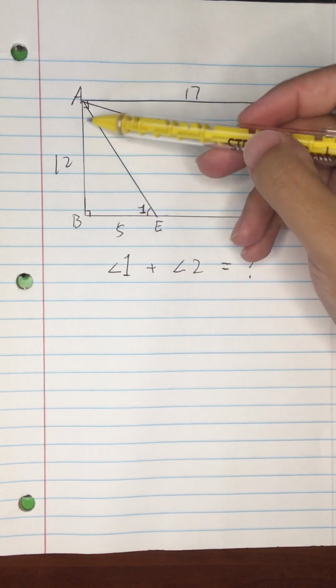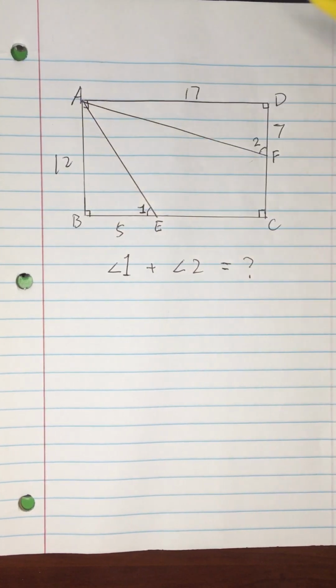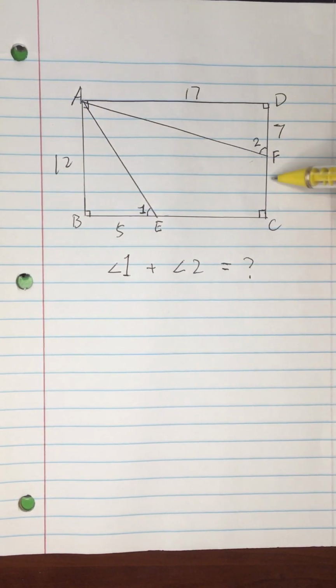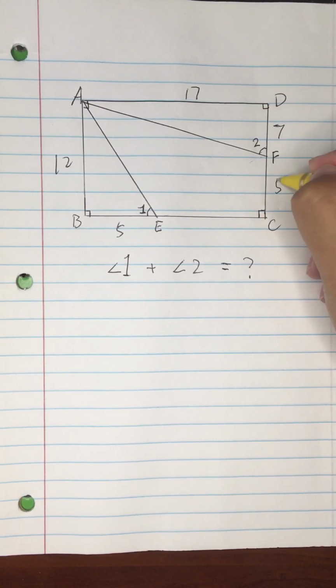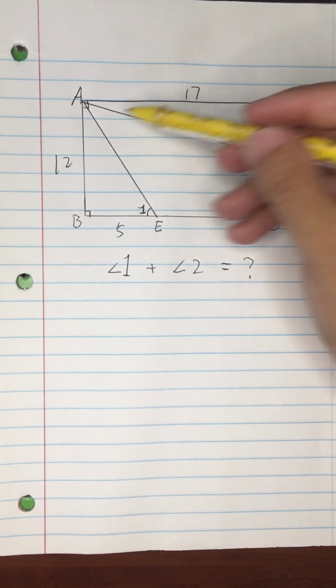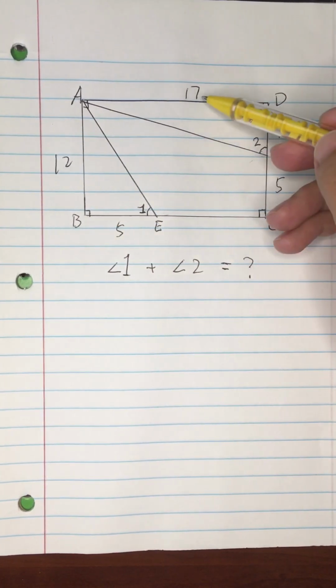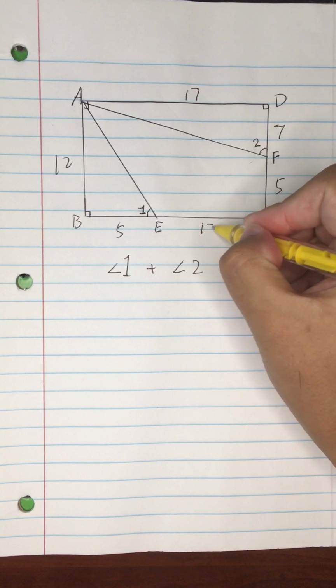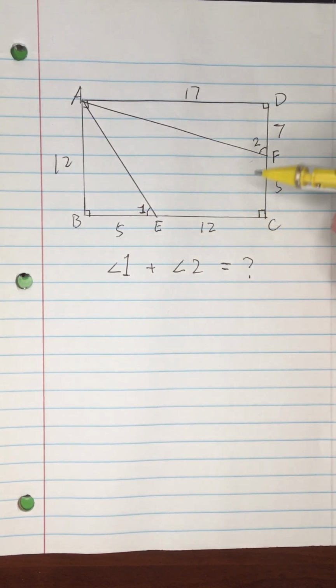So this is 12, right? And then this is 7. So FC is going to be 5, right? 12 subtract 7, that's 5. This side is 17, and this side is 5. So 17 subtract 5, it's going to be 12, right? So this edge is 12.